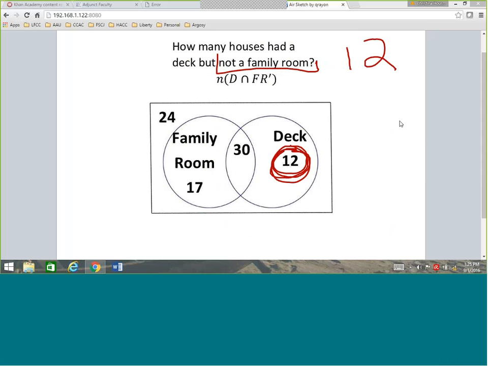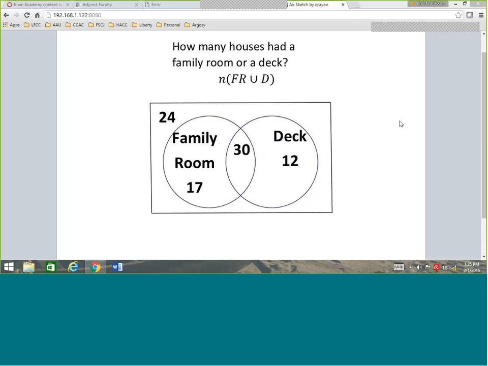And then this is the cardinality notation right here, and again, meaning number of houses. And notice I have the or symbol again, the and symbol again. The upside down U is the and. So this is saying deck and not in the family room, which is exactly what the question's asking. So inside the deck circle and not in the family room would be this piece right here, which again is the answer, 12.